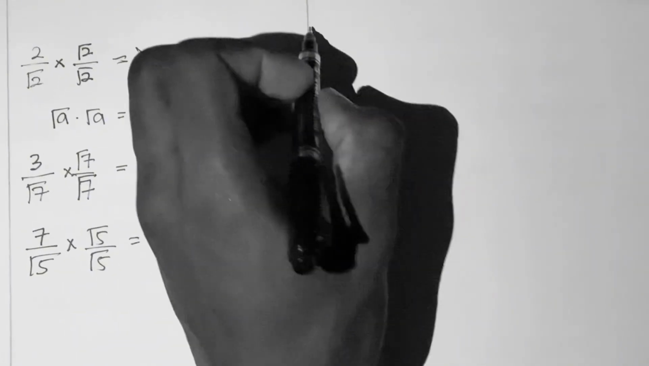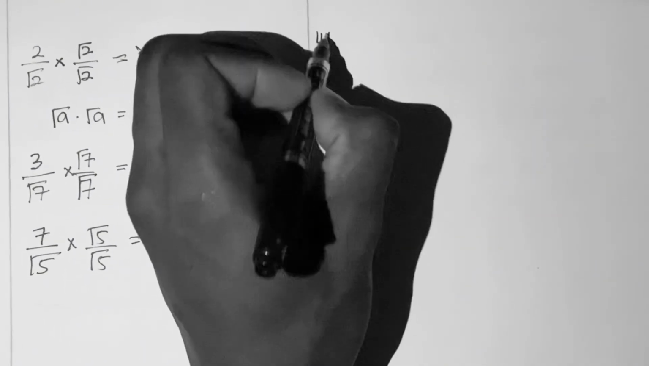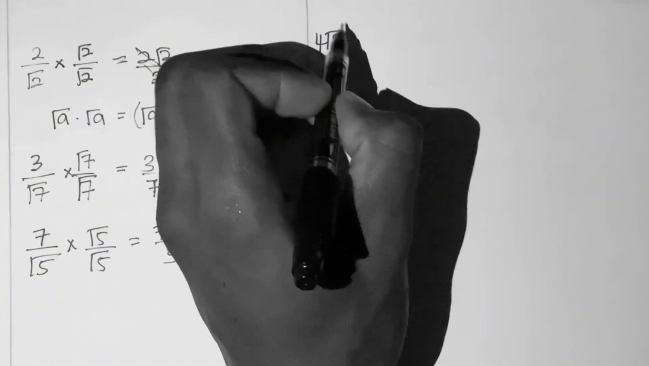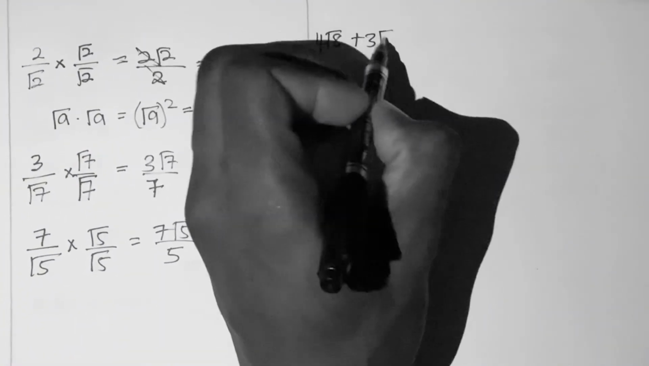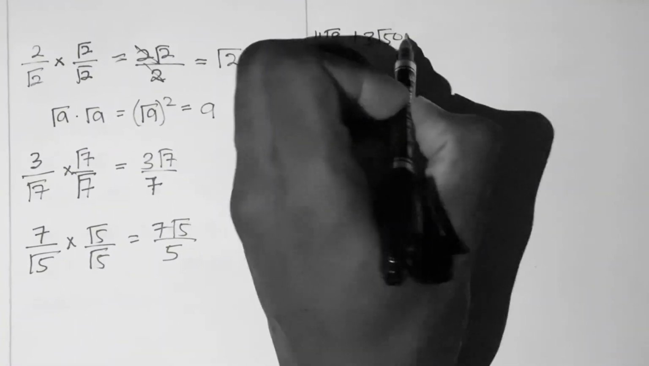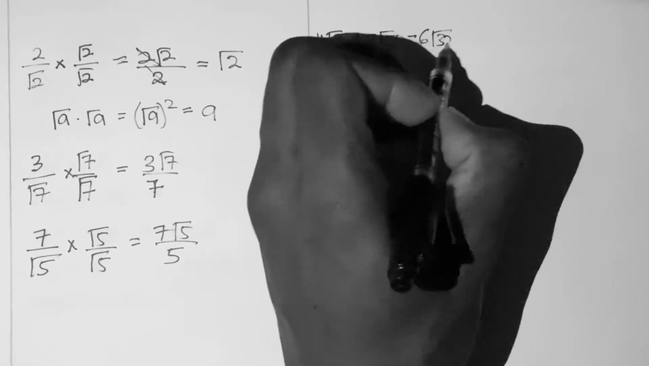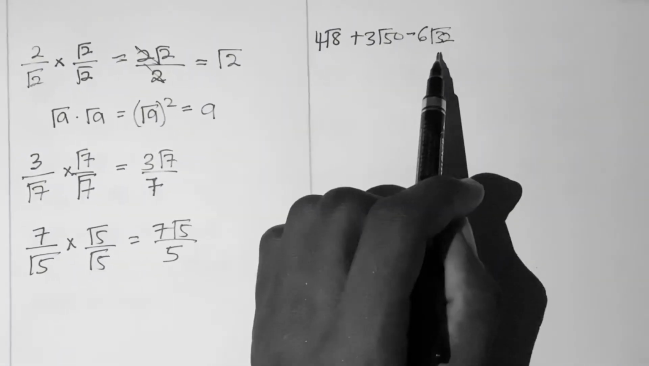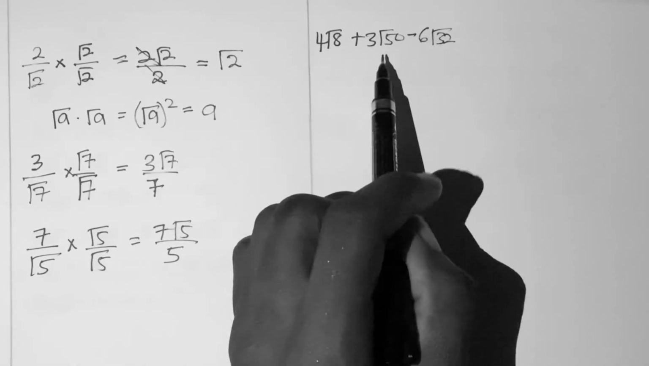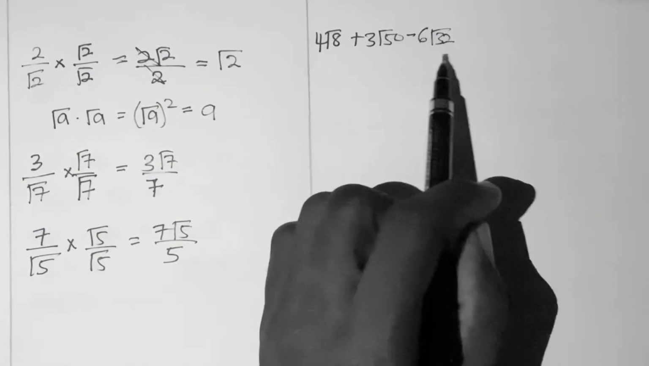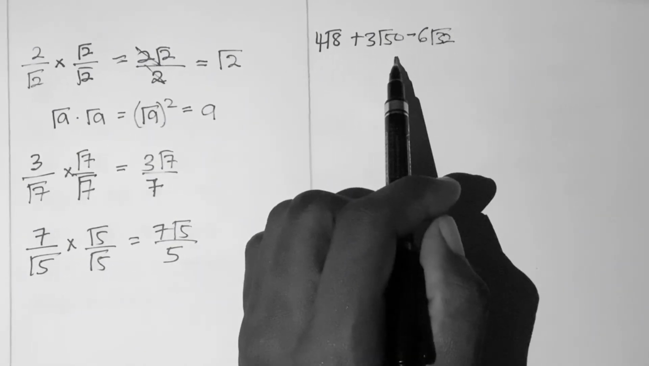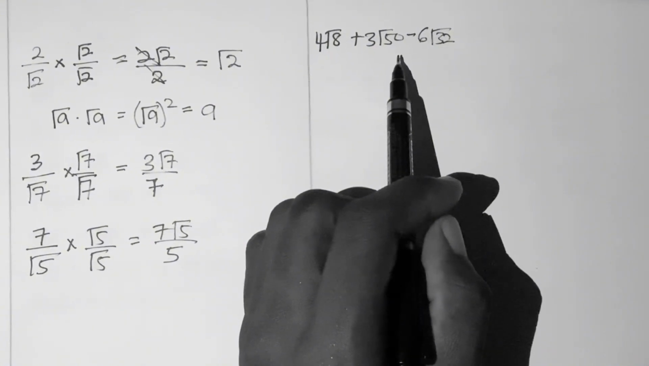So let's simplify 4 root 8 plus 3 root 50 minus 6 root 32. So the thing we need to do is first break down the square roots into their simplest form and look at the correspondence.